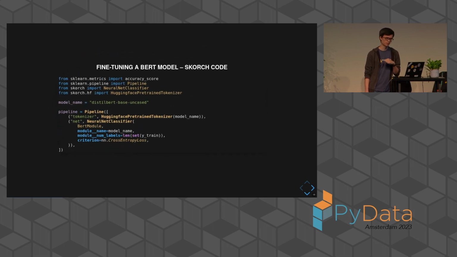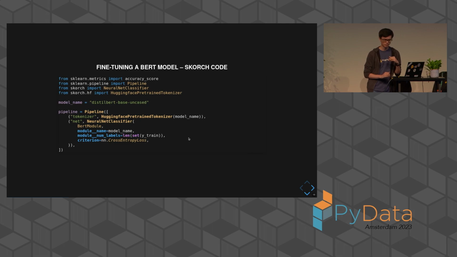And then as a next piece, as I mentioned, we need the tokenizer. So from skorch, we can import the HuggingfacePretrainedTokenizer. And this works as a scikit-learn transformer. So you can call fit and transform on it. And most notably, we can put it inside a scikit-learn pipeline. So this is just a normal scikit-learn pipeline, with the first step being the tokenization. Second step is our neural net classifier, which takes the module that we just defined.